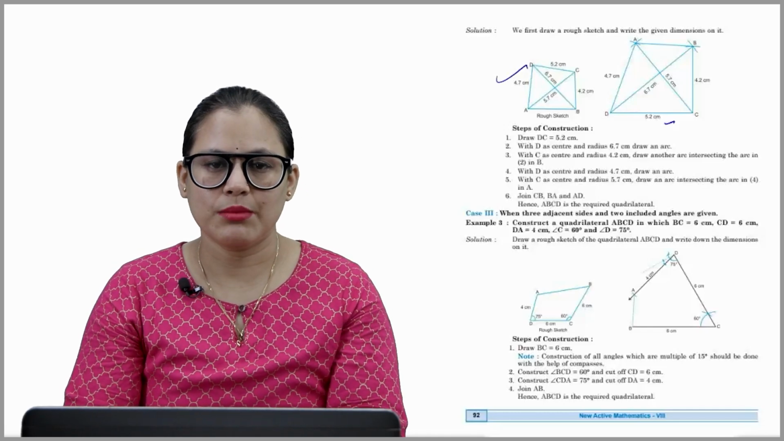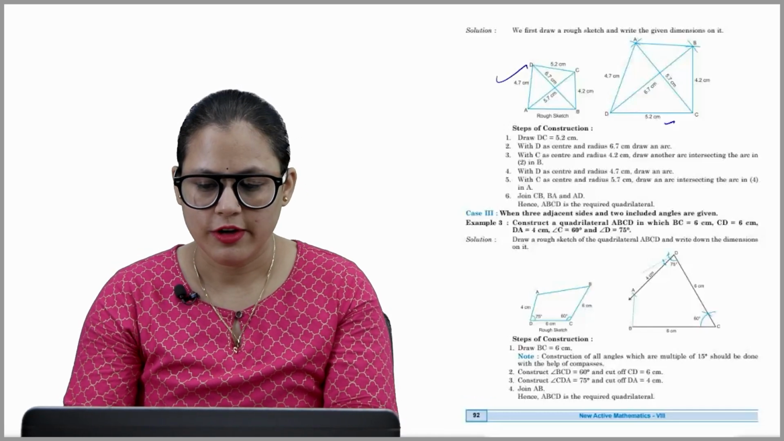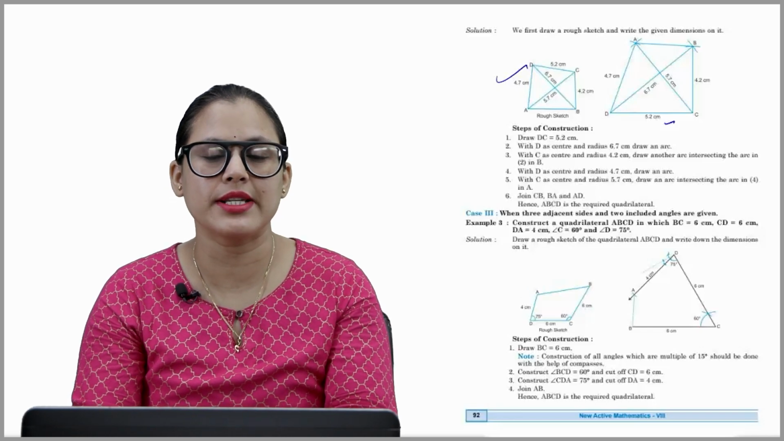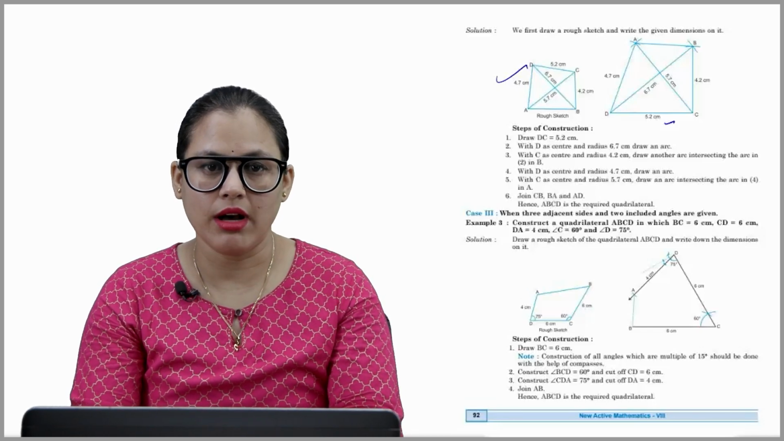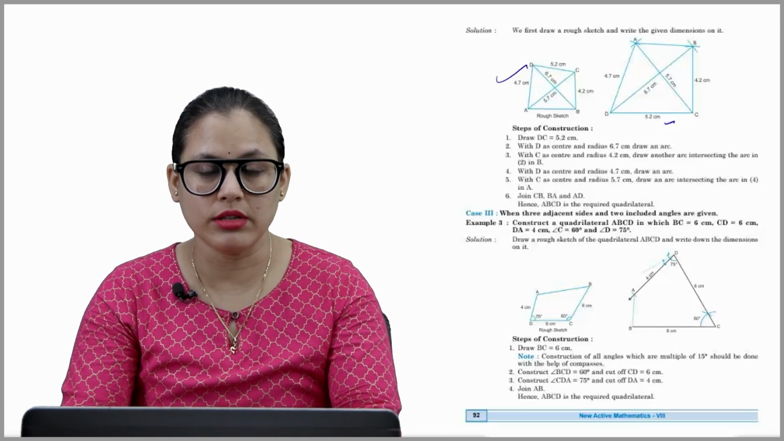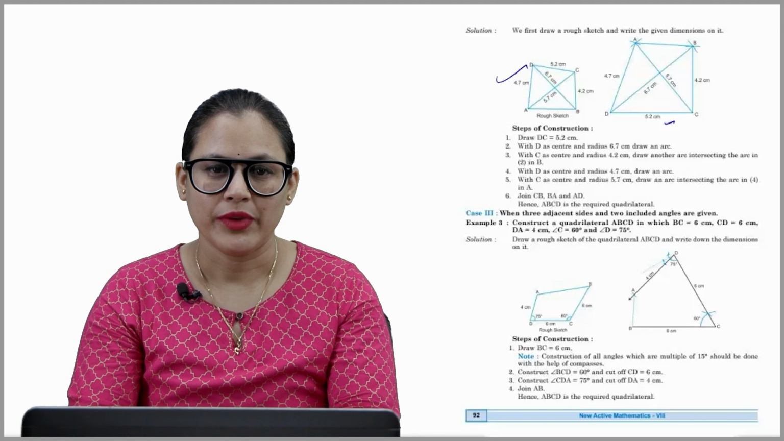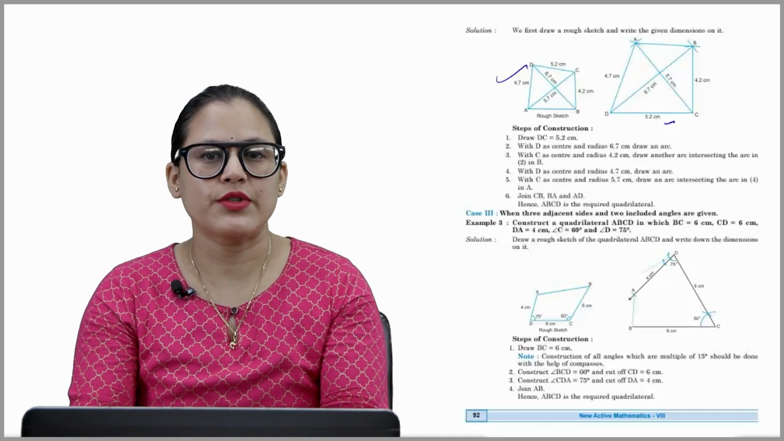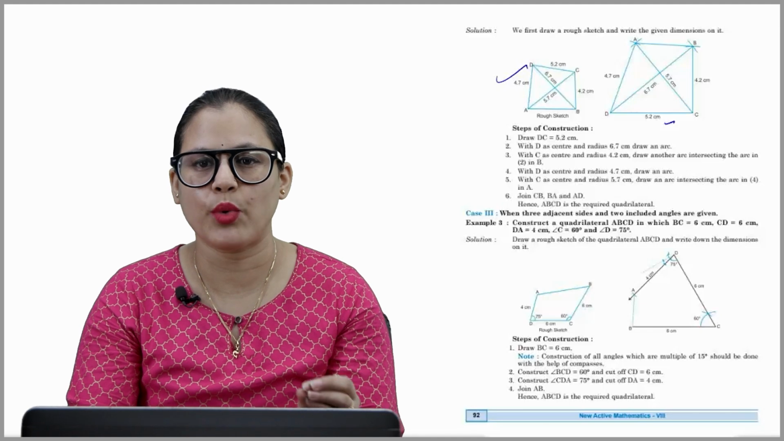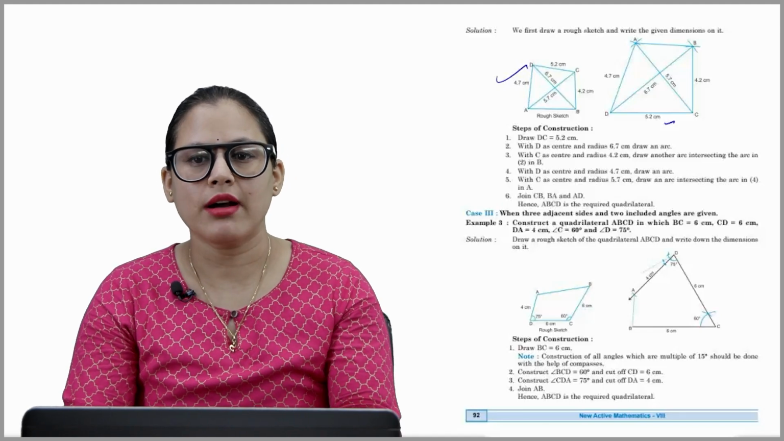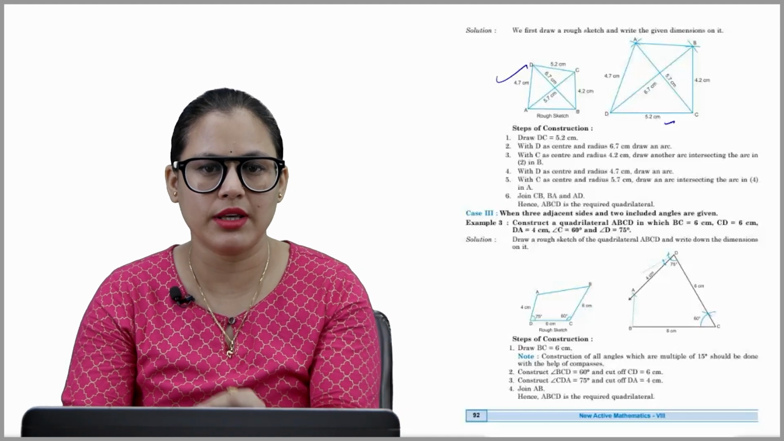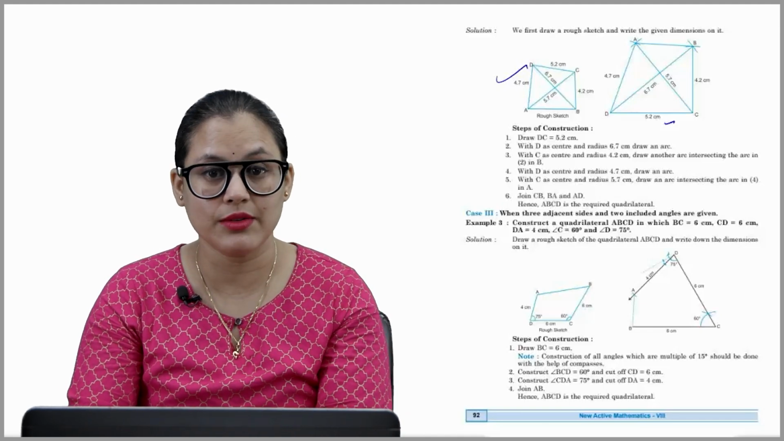Steps of construction. Number 1, draw DC equals 5.2 centimeter. 2, with D as center and radius 6.7 centimeter, draw an arc. 3, with C as center and radius 4.2, draw another arc intersecting the arc in 2 at B. 4, with D as center and radius 4.7 centimeter, draw an arc. 5, with C as center and radius 5.7 centimeter, draw an arc intersecting the arc in 4 at A. 6, join CB, BA and AD. Hence, ABCD is the required quadrilateral.